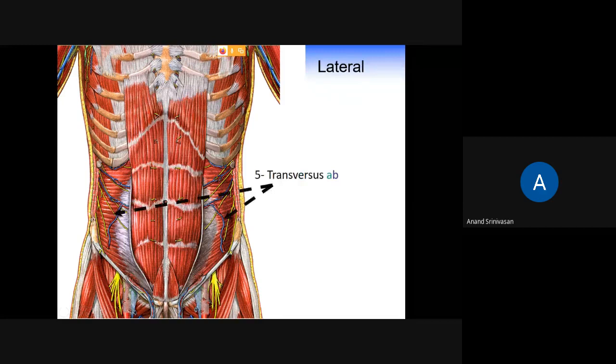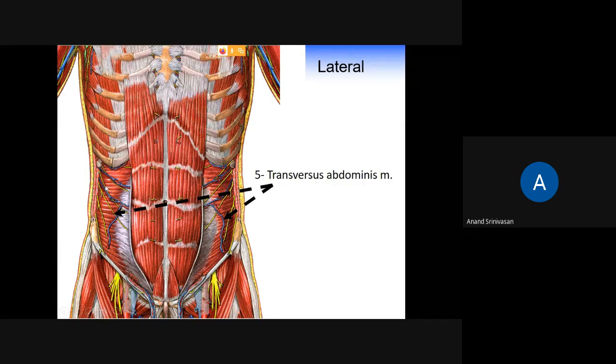The next one is transverse abdominis. As the name indicates, the muscle fibers are located transversely. They also arise from the iliac crest, and also there is a ligament, the iliolumbar ligament.